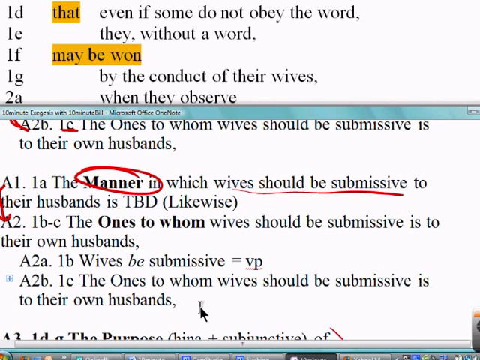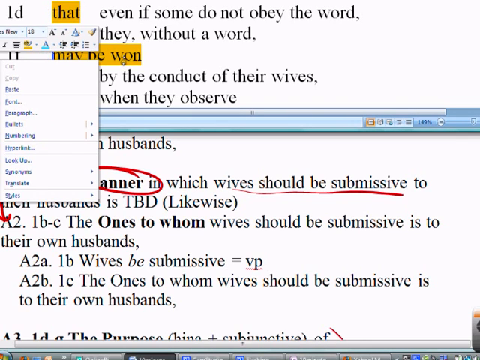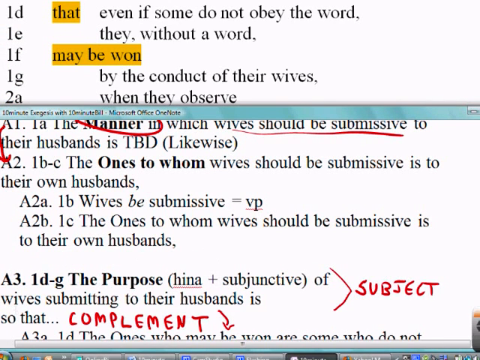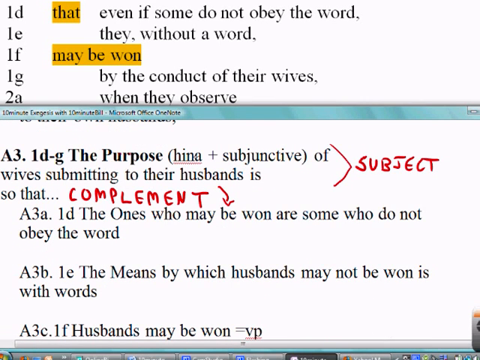So I come down here. It's my hina and the subjunctive purpose statement. There's my main verb, maybe one. So coming down to this next section, I have the purpose, hina plus the subjunctive, of something up above, wives submitting to their husbands, is something down below, the complement, so that something might happen.